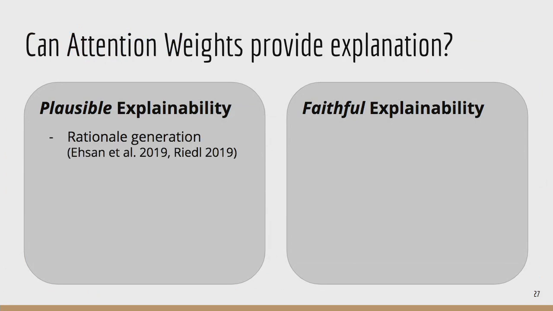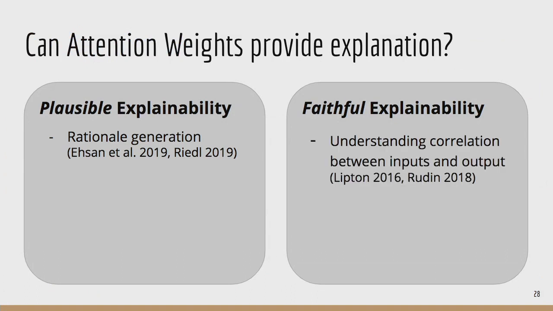So plausible explainability, there's a lot of work in the HCI literature. This is essentially focused on building human trust with the system. We want to generate rationales that humans enjoy, that they understand, and that make intuitive sense to them. So this type of explainability relies very heavily on human evaluations. And faithful explainability is perhaps a bit more of a difficult criteria to achieve because it relies on interpretability more or less. We want to understand the correlation between the inputs and the output. So it's a bit more difficult in the sense that we really are focused on model understanding here.